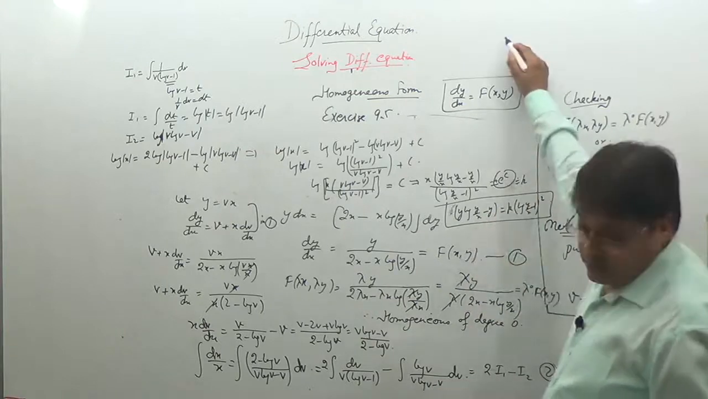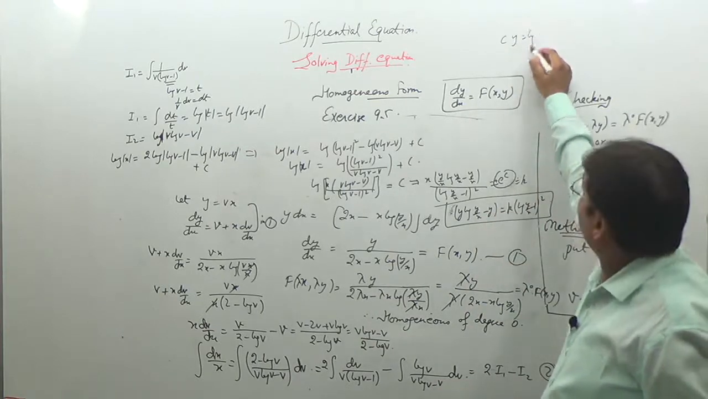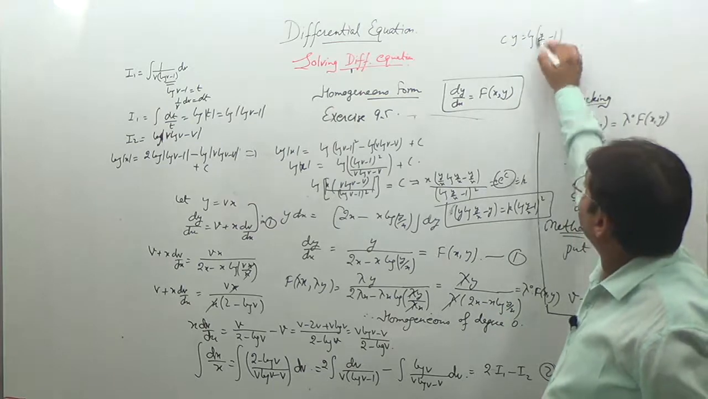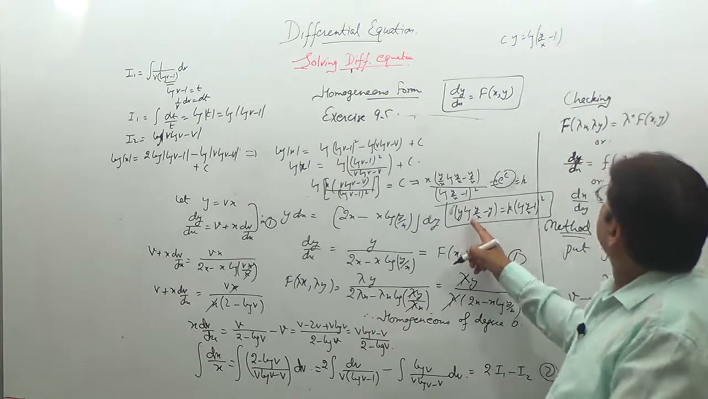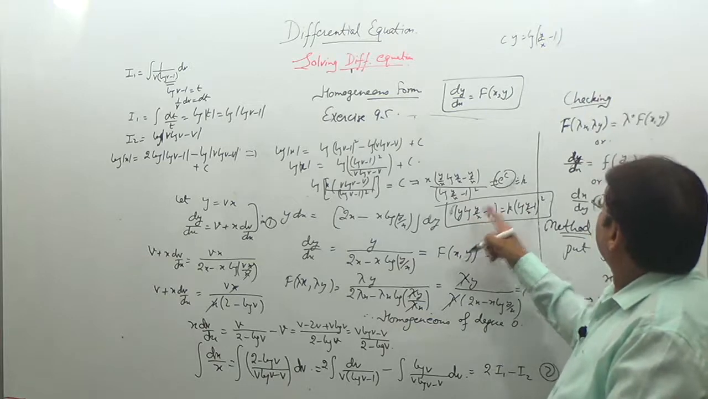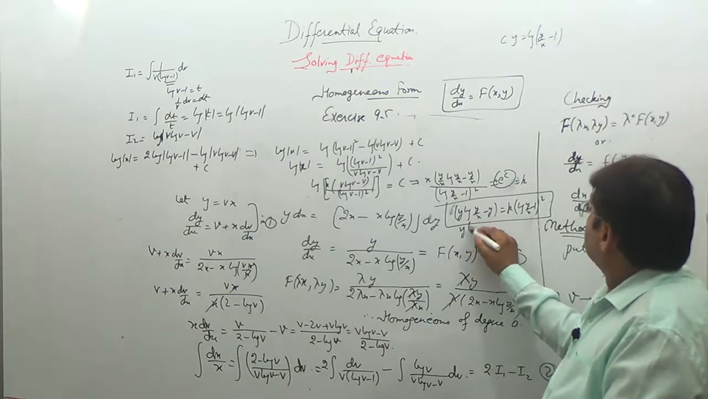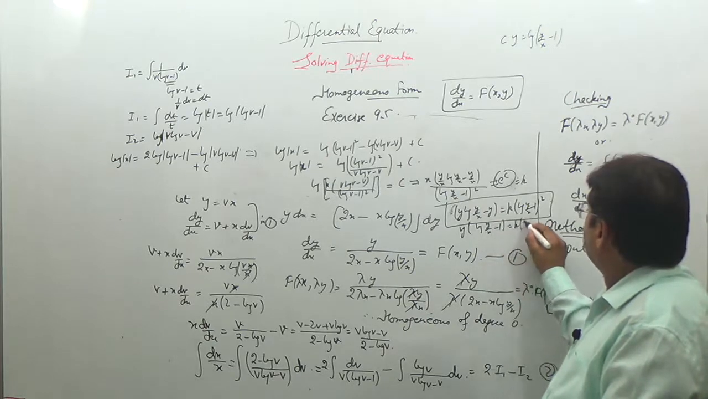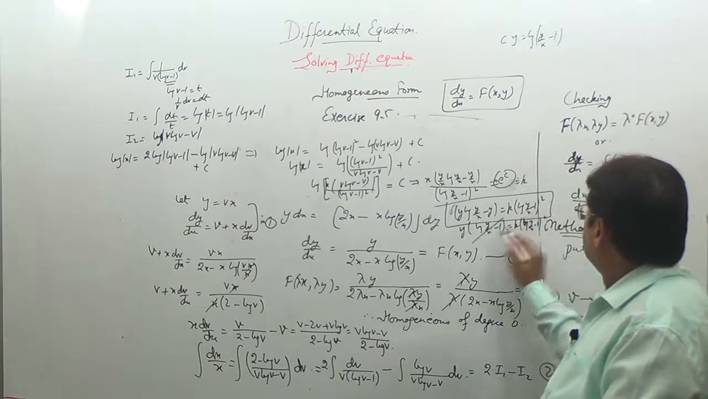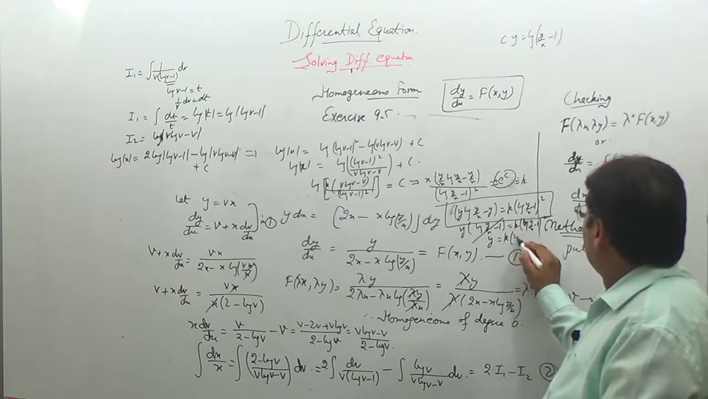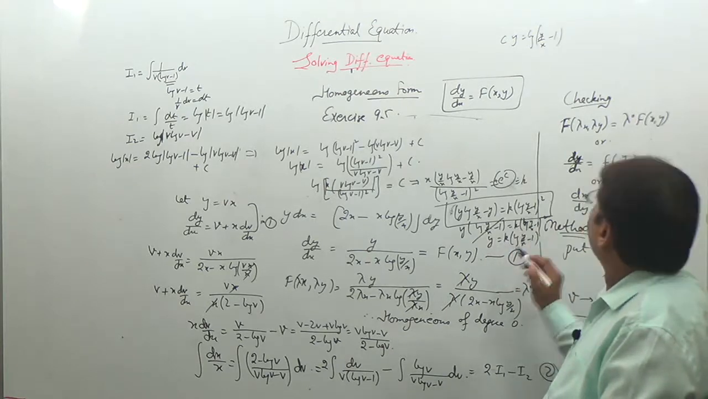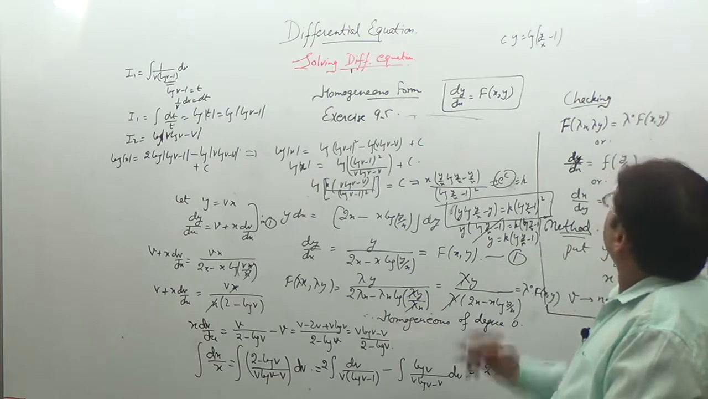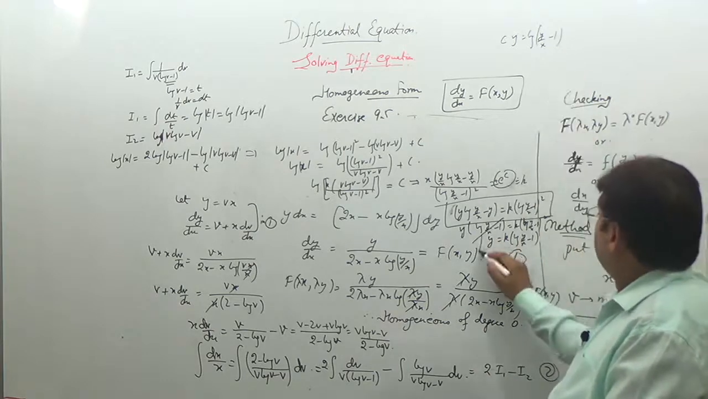In your book, answer is c y is equal to log of y upon x minus 1. Log y upon x minus 1 can be taken out, so you will be left with log y upon x minus 1 is equal to k times log of y upon x minus 1 whole square. This will be cancelled, so you will be left with y is equal to k times log of y upon x minus 1. So this is your answer.